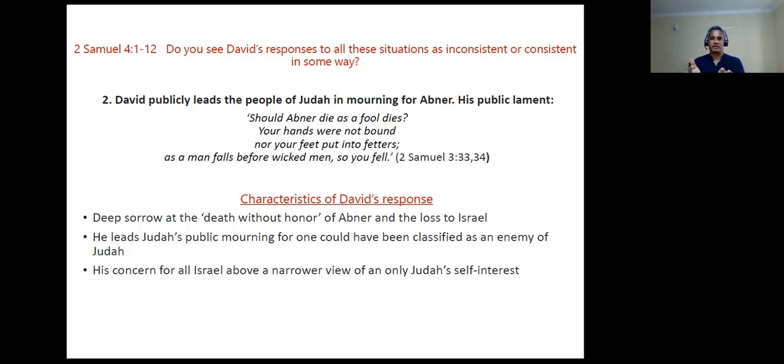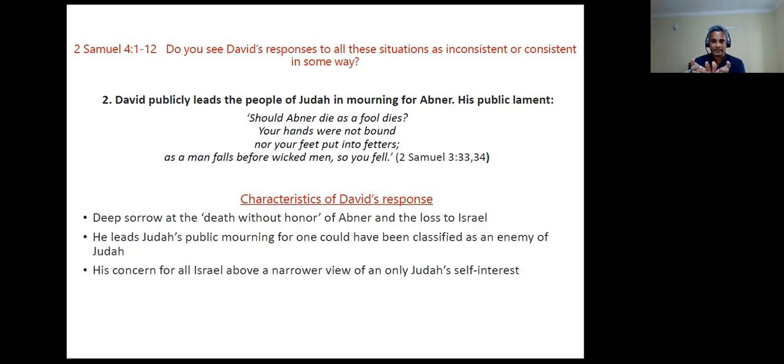He was a warrior, right? And the way he died was like a criminal, by virtue of a criminal act. So David is expressing great sorrow at the death without honor of Abner. And when we read later also, we'll see that one of the reasons for his sorrow is the loss. Abner's death represents a great loss to Israel. He could have been a great asset to Israel. So in Abner's death, David is also mourning the loss for Israel. So David's heart is on Israel.